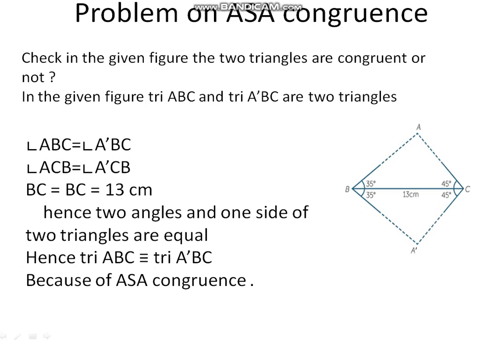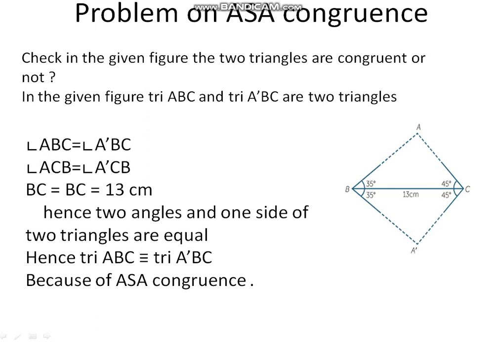Check in the given figure whether the two triangles are congruent or not. They have given one figure. ABA' C is a quadrilateral. BC is the line bisecting this quadrilateral into two triangles. ABC is one triangle, and A'BC is the other triangle. That is, in the figure, triangle ABC and triangle A'BC are the two triangles.